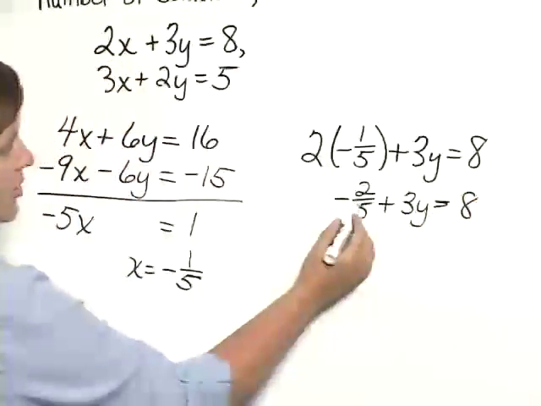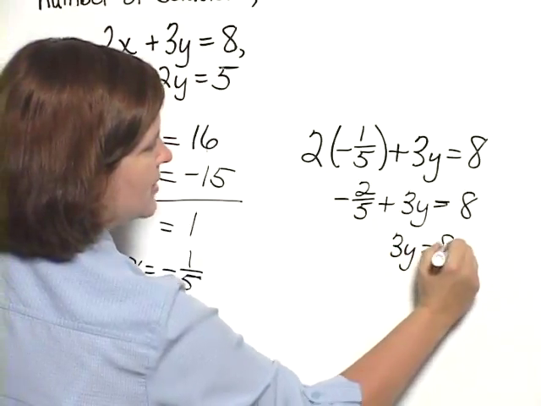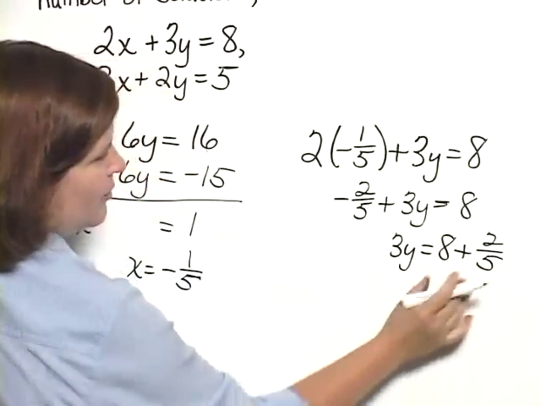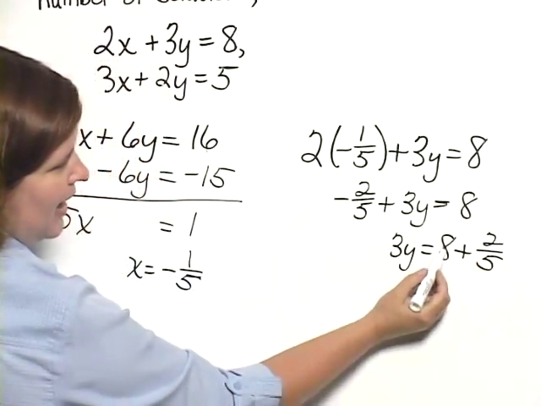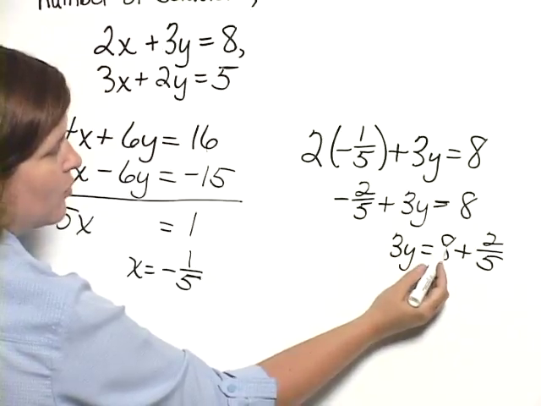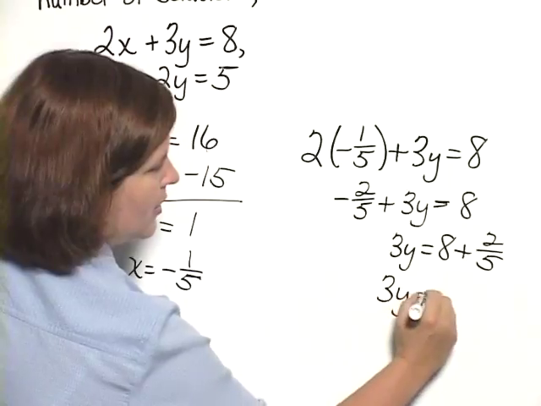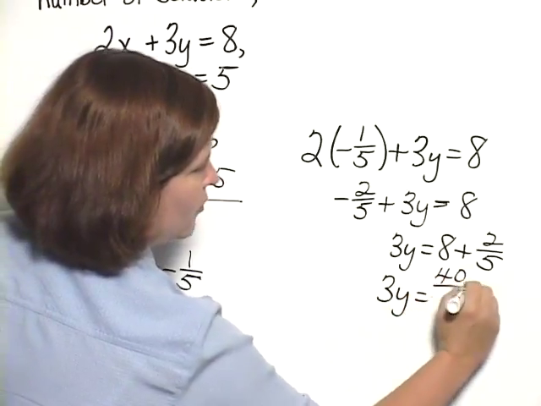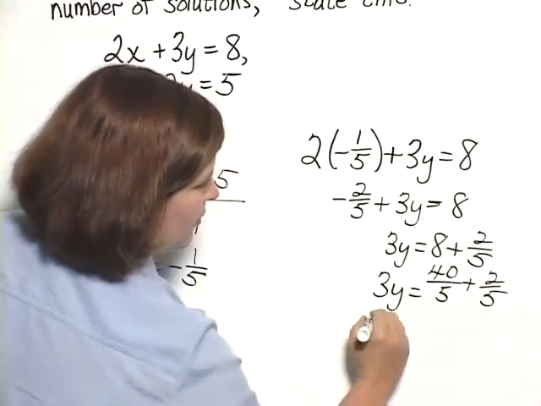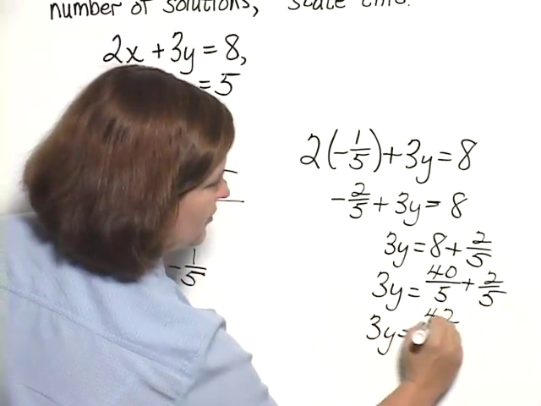Adding 2/5 to both sides, I have 3y = 8 + 2/5. Now I really need to combine those. I need to get 8 in terms of fifths. How many fifths would 8 be? Would that be 40/5? 8 times 5. So I have 3y = 40/5 + 2/5. 3y would then be 42/5.